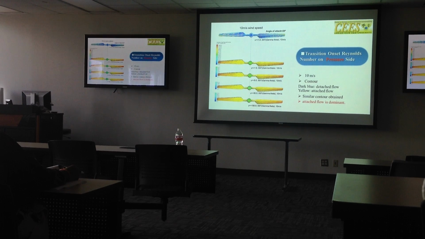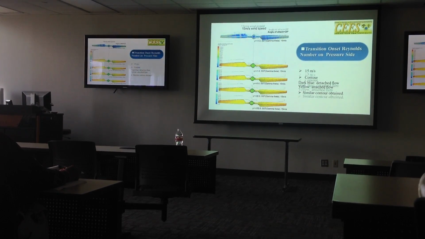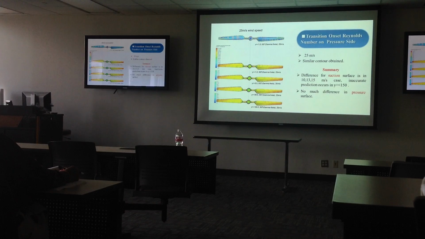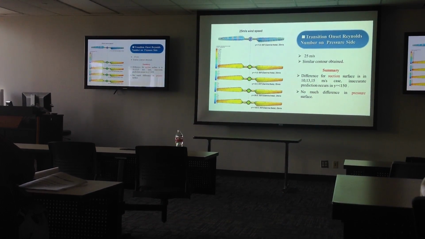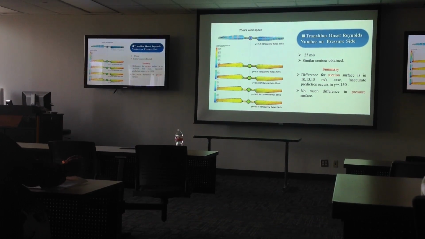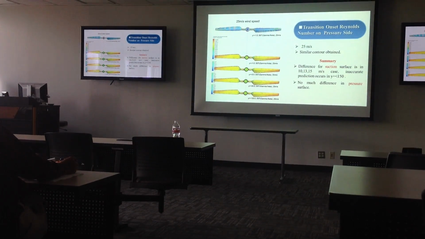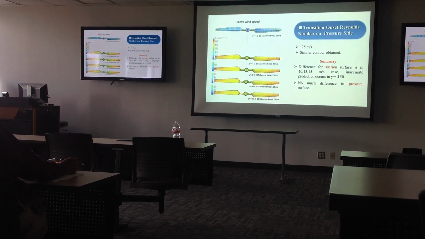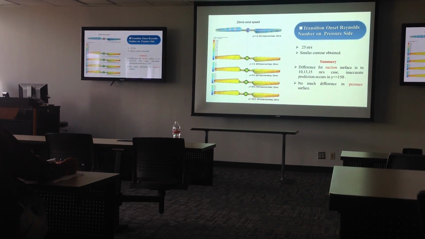On the pressure side for this parameter, since the attached flow is dominant, a similar contour is predicted in the four different cases. The 13 and 15 meter per second cases are similar to the 25 case. So to make a summary for this parameter, we found the difference on the suction side for the 10, 30, and 15 cases is mainly located in the last case, the y plus less than 150 case. And on the pressure side, a similar contour is predicted.